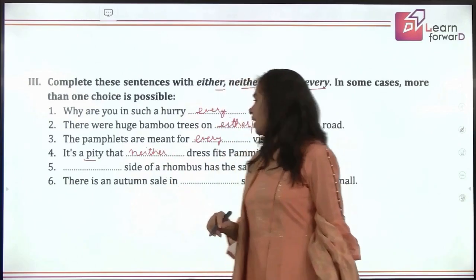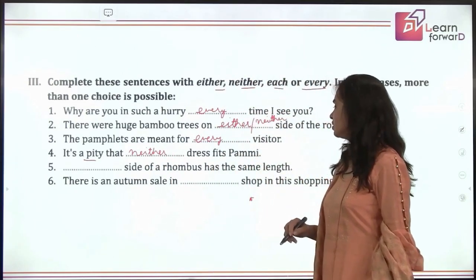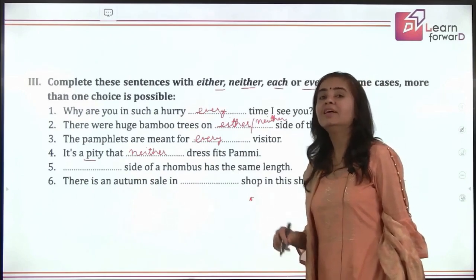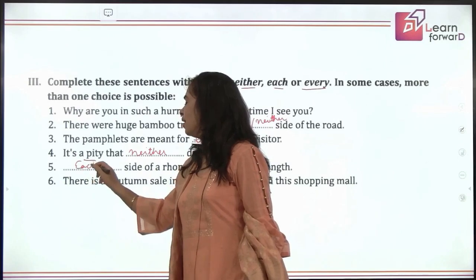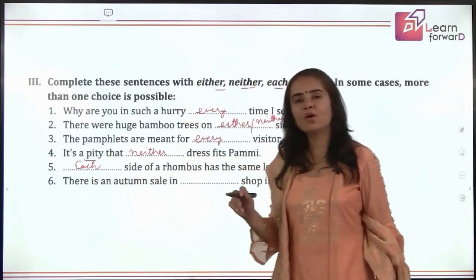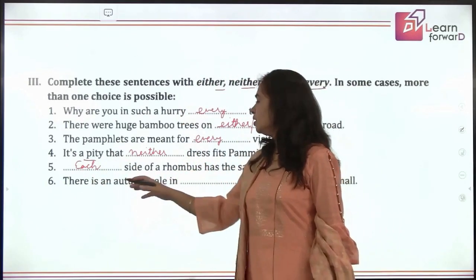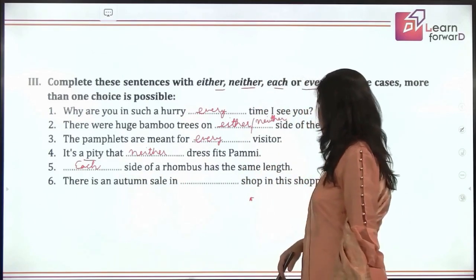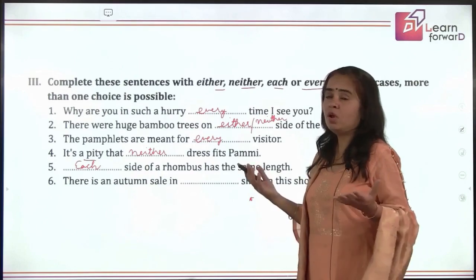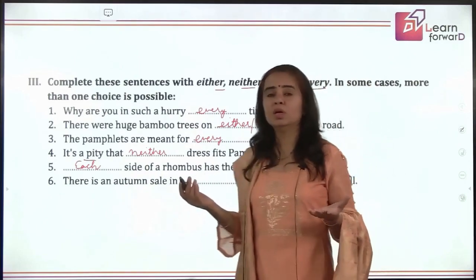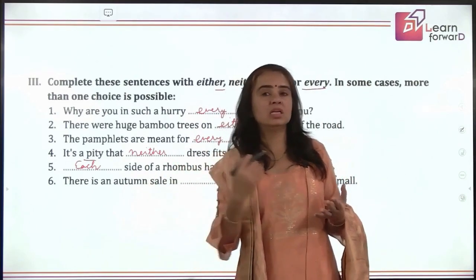Next, dash side of a rhombus has the same length. Each side, just like we said about each side of a square, each side of a rhombus also. There is an autumn sale in dash shop in this shopping mall. So in a shopping mall, we do not have just two. We are not talking about either, right?